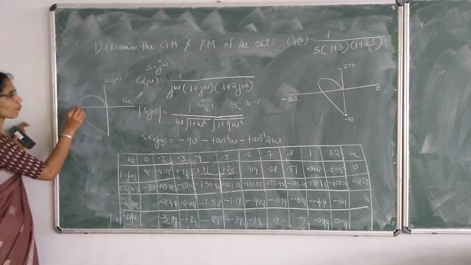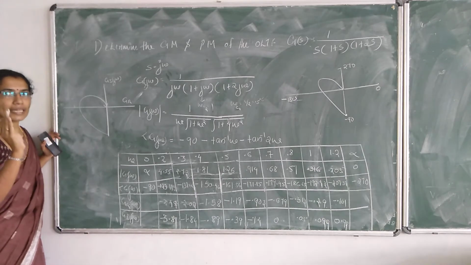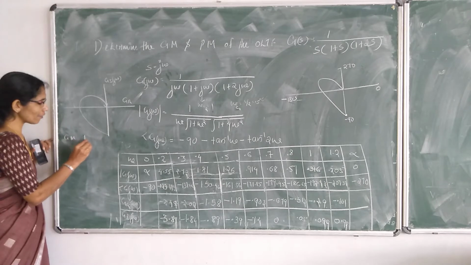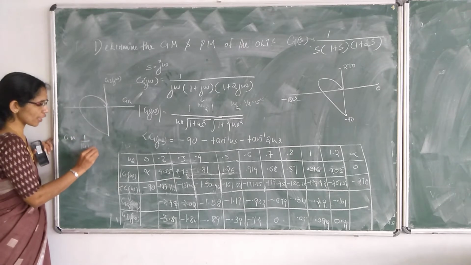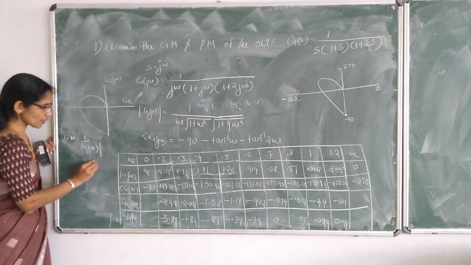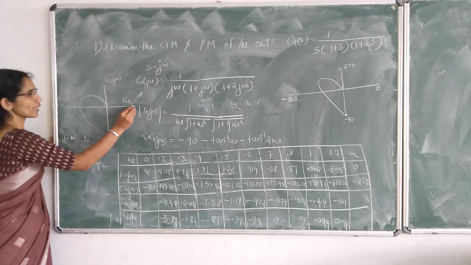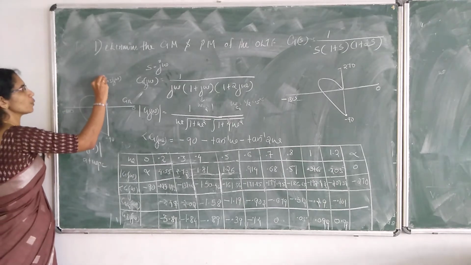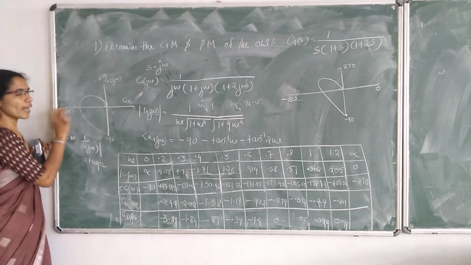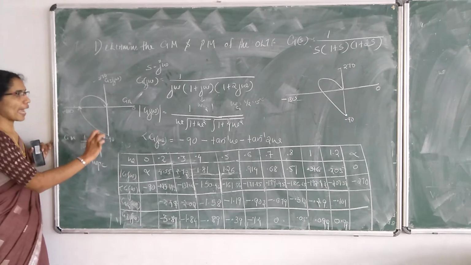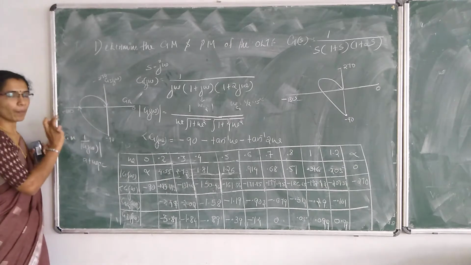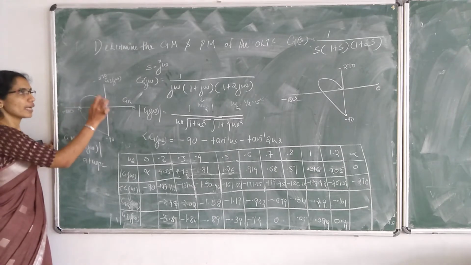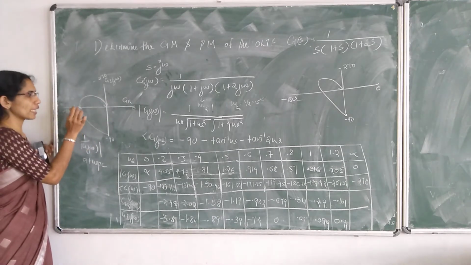Okay, so next finding, our aim is to find the gain margin and phase margin. Gain margin equals 1 divided by the magnitude of G(jω) at the phase crossover frequency. Okay, so it is 0, it is -90, it is -180 and it is -270. So -180 degrees is the point where the polar locus cuts the negative real axis.